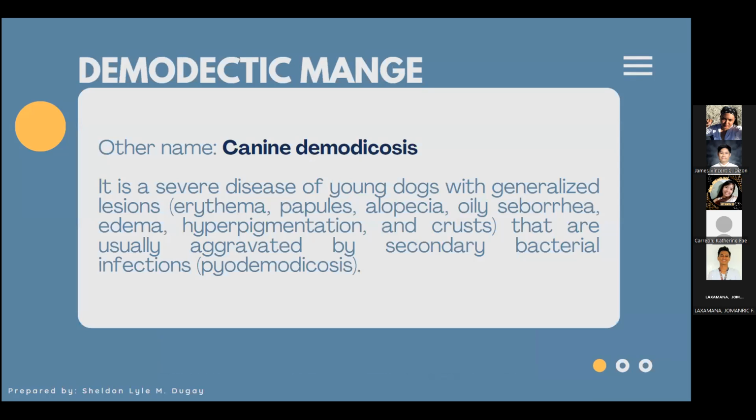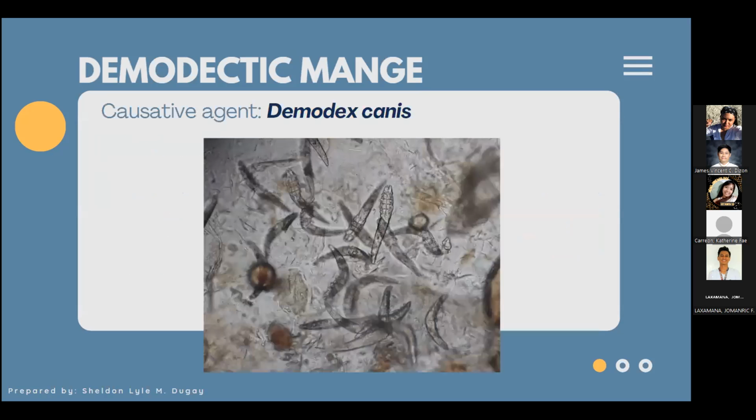Then another one is demodectic mange. Ang other name naman nito is canine demodicosis. So it is a severe disease of young dogs with generalized lesions that are usually aggravated by secondary bacterial infections also. Tapos ito yung causative agent, Demodex canis.